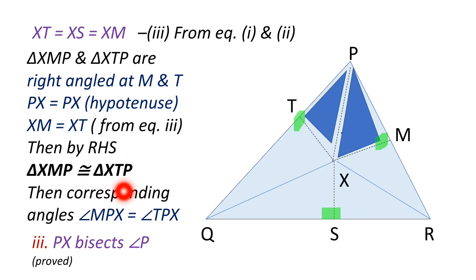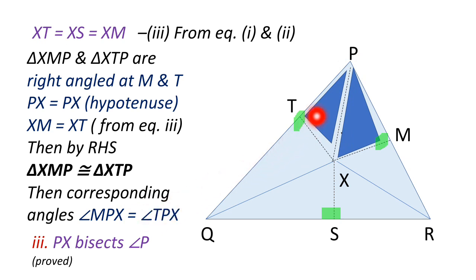Then we can take the corresponding angles, because we have to prove this for this P, and here this P. At the point P we have two angles: MPX is equal to TPX, the corresponding angles when those two triangles are found congruent. So as those two triangles are congruent, this one and this one are equal. So simply this whole angle P is bisected by this line PX. So we will say that PX bisects angle P.